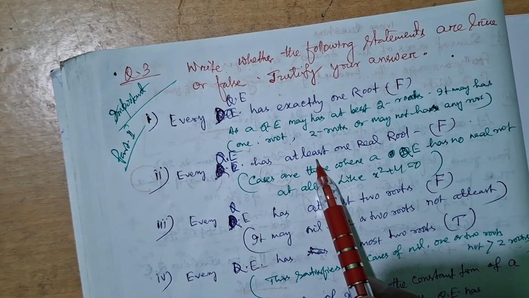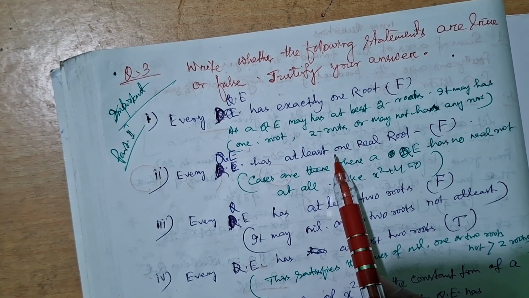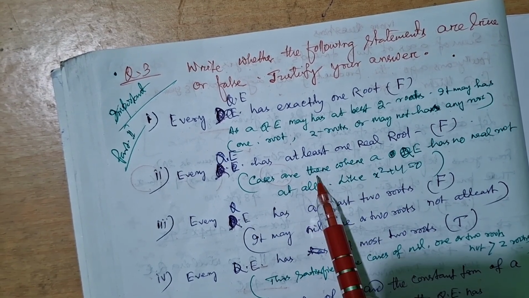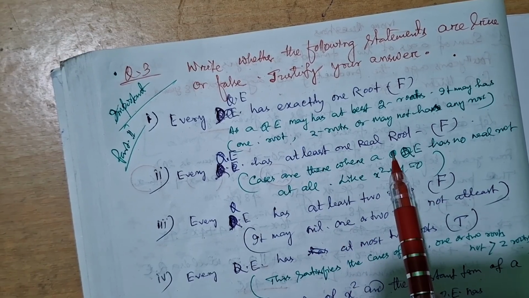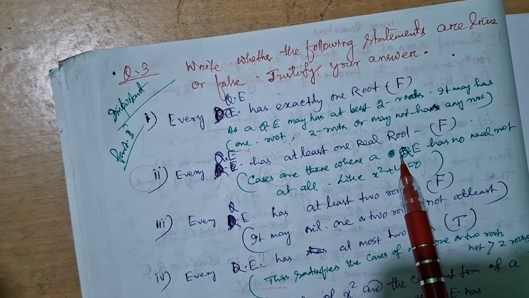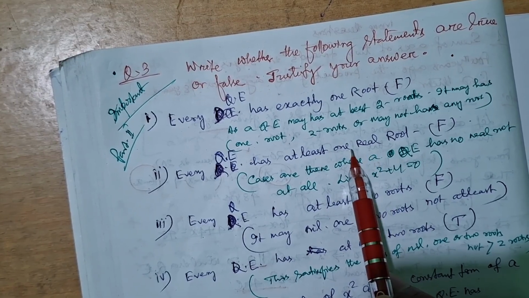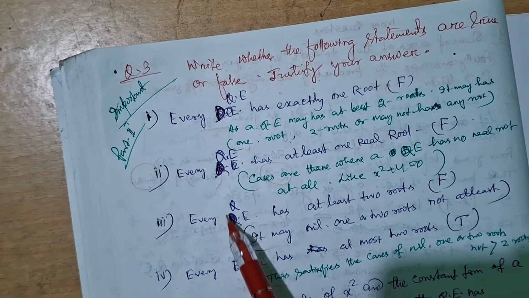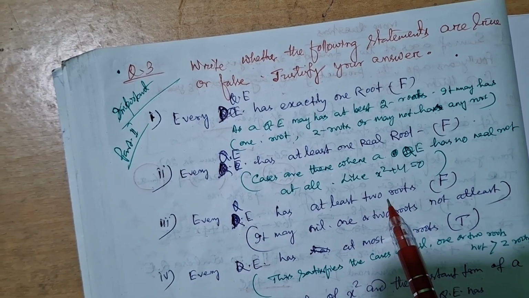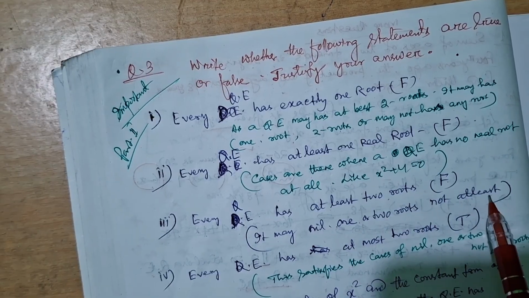Every quadratic equation has at least one real root. At least one real root is also false, because if it has roots, it may have 1 or 2, and the roots may not be real. So it may not have at least one real root. Okay. Every quadratic equation has at least 2 roots. It is also false, because it may have none, 1, or 2 roots.